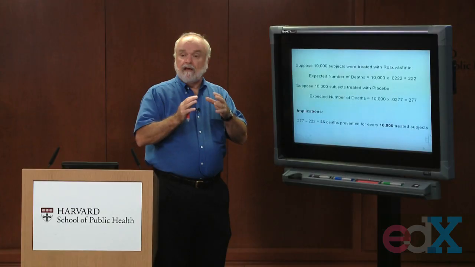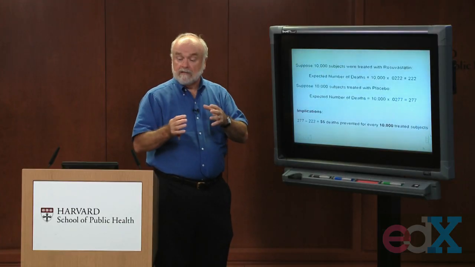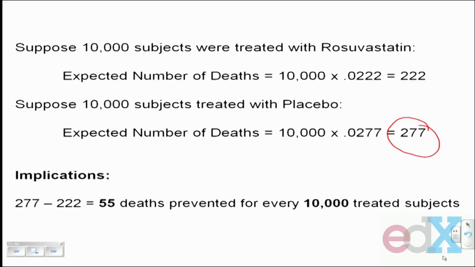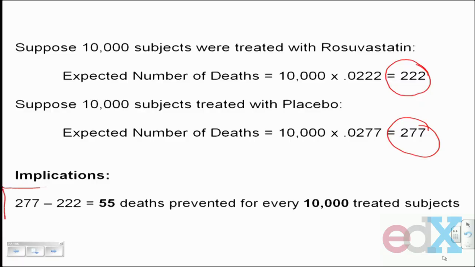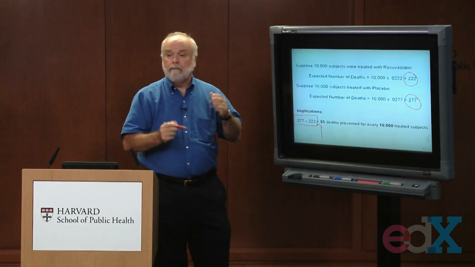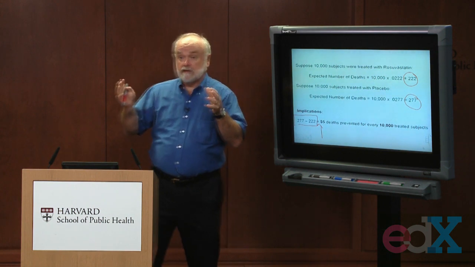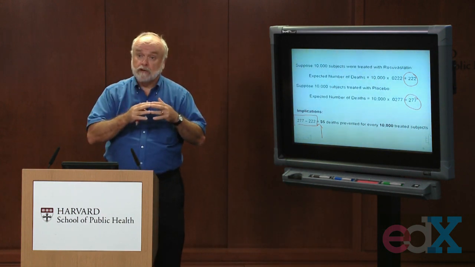Well, we could take this calculation a bit further. We could say the implications of giving these 10,000 people the statin versus not giving them the statin is that if you didn't receive the statin, 277 of them would die, whereas the statin led to fewer deaths. It prevented deaths. Only 222 of them died. So how many lives would be saved by giving them the statin? It would be a difference of 277 minus 222, or 55 people. 55 fewer deaths would be observed among those 10,000 people. That's a way to measure the effect of that drug on the outcome of mortality.